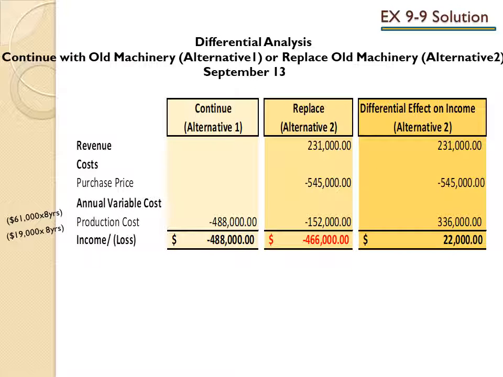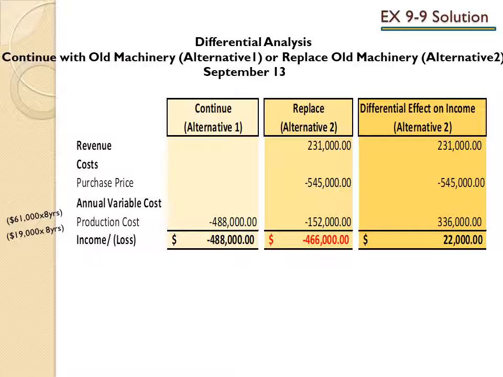So, differential effect on income under alternative 2. If we sell the old machine, we will have a favorable effect on income. If we purchase the new machine, we will have a negative effect on income. However, for the production cost, we will have a favorable differential effect on income by $336,000 because we have lesser production cost if we replace the old machinery.